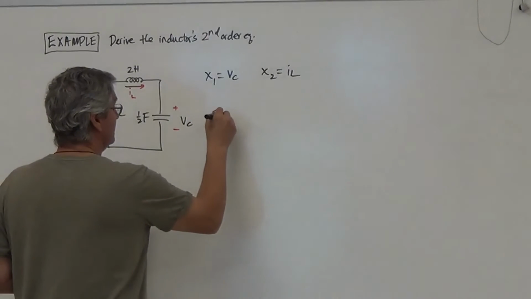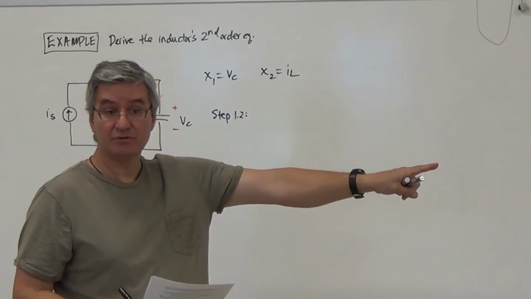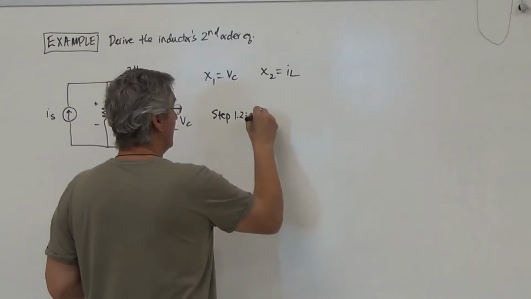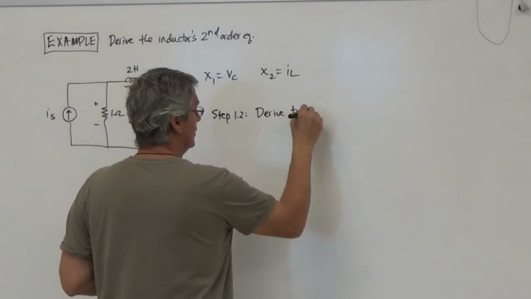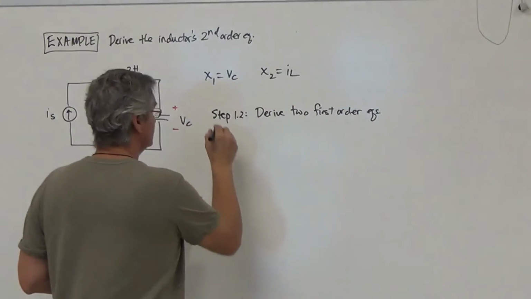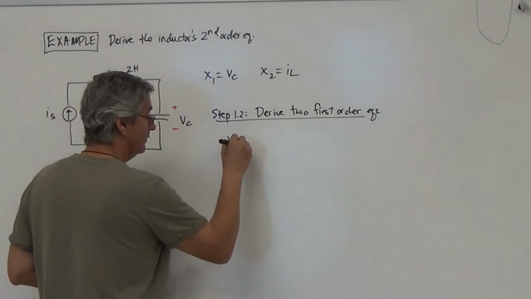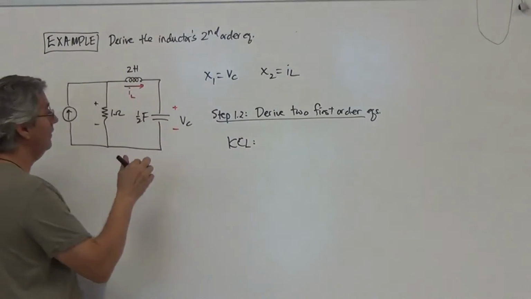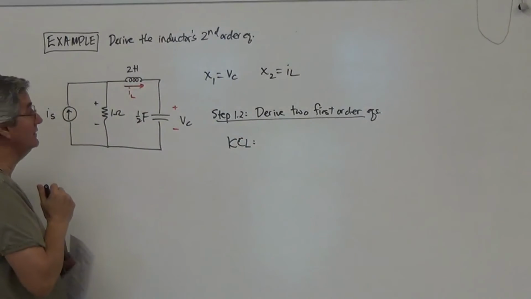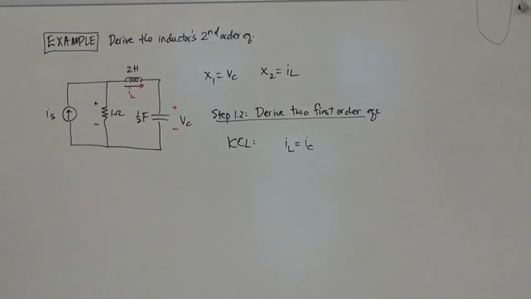So now if I go to step two, what do I got to do? I've got to derive the first order equations. I'm going to derive two first order equations. So now if I look at this, I've got to relate the two currents together using KCL. So here we go, I'm going to do KCL. Well, these two are in series. So I immediately write IL equal to IC. They're in series.